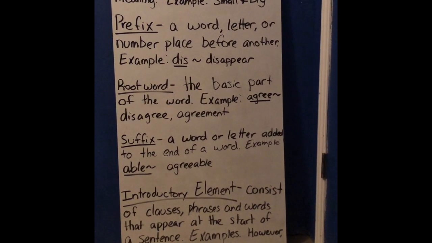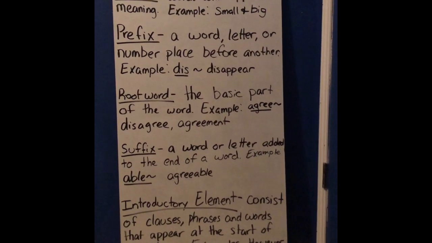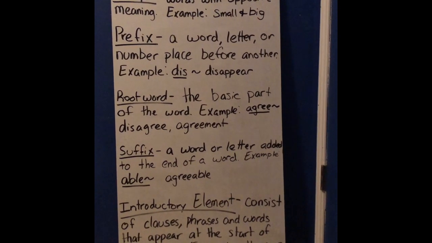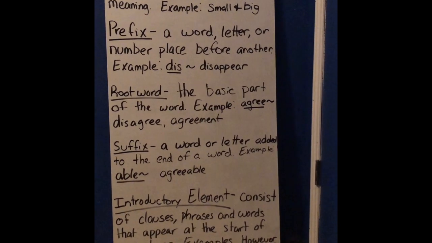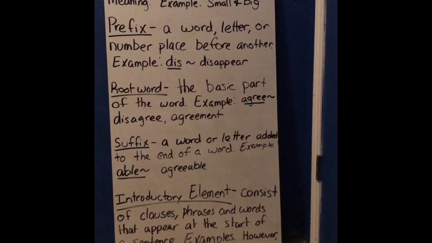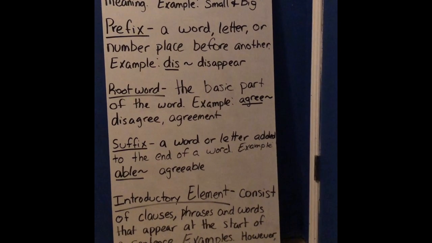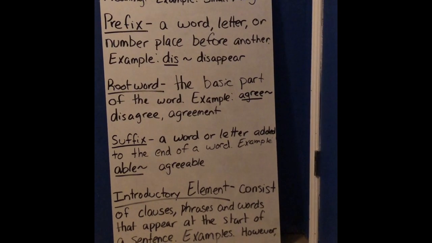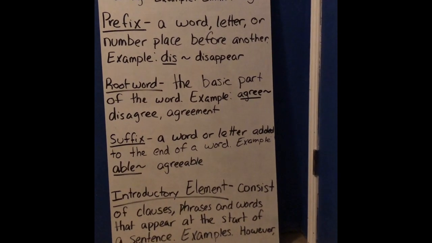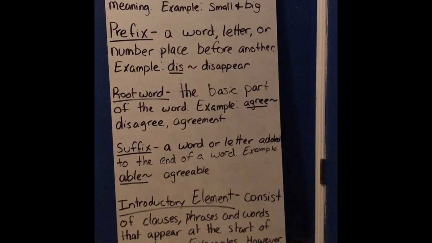Synonyms are words with the same or similar meaning. An example would be small and little. An antonym is a word with the opposite meaning. Example would be small and big. A prefix is a word or a letter or even a number that goes or is in place before another. An example would be dis, and the word disappear. The dis part is the prefix.